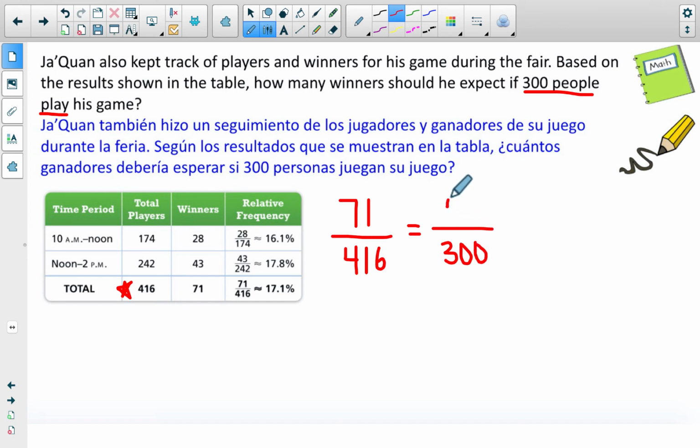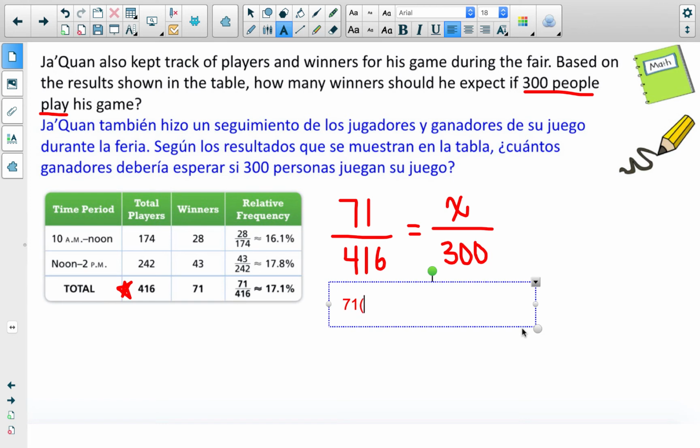And we want to know how many would win out of 300. So we have set up a proportion here. What you can do is cross multiply. So I can do 71 times 300 equals 416x. All right, 71 times 300 is 21,300. And this is still obviously 416x, which means then I would divide both sides by 416.